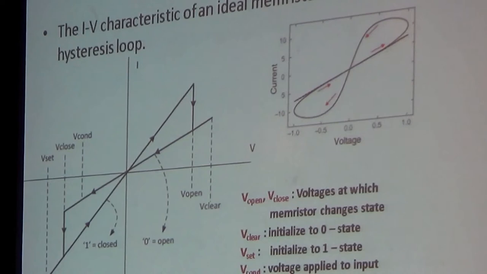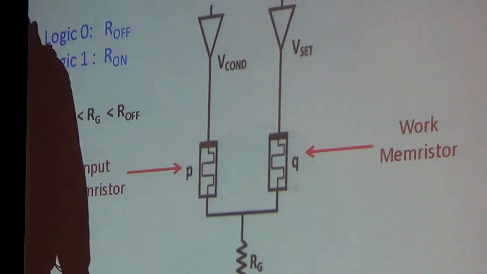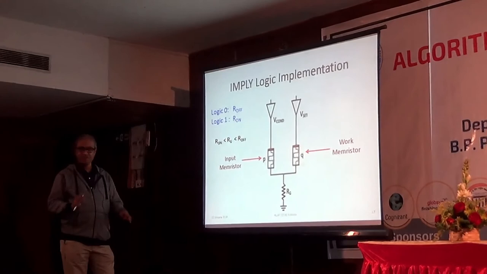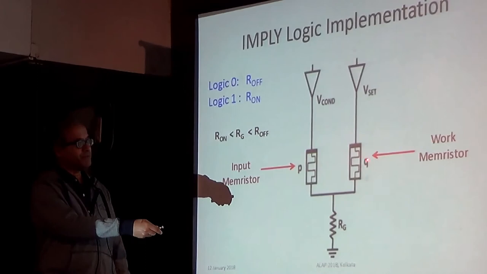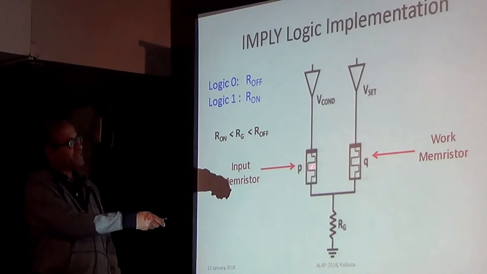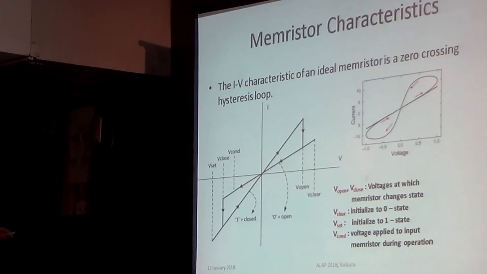Now you can use just a couple of memristors and a resistance to build an imply gate. Let's see how it works. The design is very simple. You simply use two memristors. There is a resistance to ground, and here we apply voltages V cond and V set. So you recall, V set is this voltage while you are changing it from off to on, and V cond is some intermediate voltage. It may be here, it may be here.